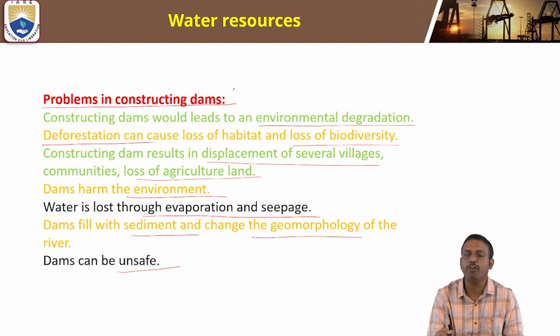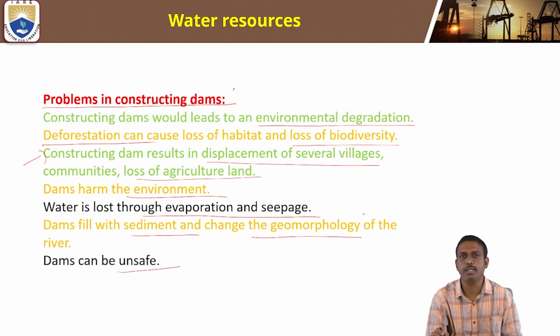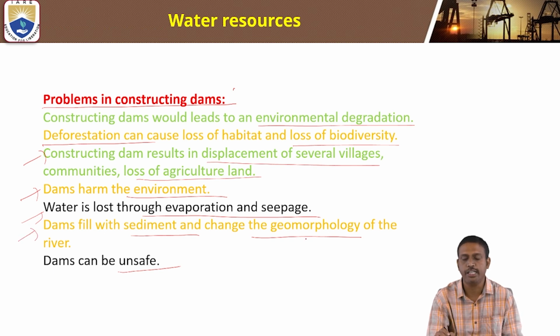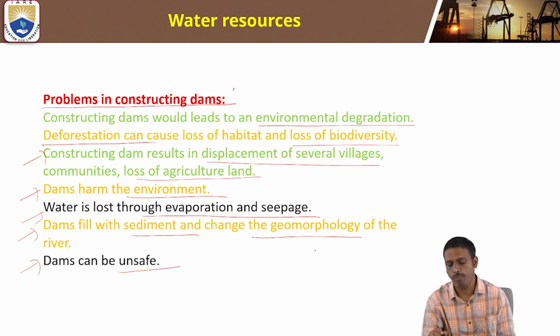The problems are environmental degradation, deforestation that causes loss of habitat and biodiversity, displacement of several villages and communities, and loss of agricultural land. Dams harm the environment, water is lost through evaporation and seepage, dams fill with sediments and change the geomorphology of the river, and dams can be unsafe.